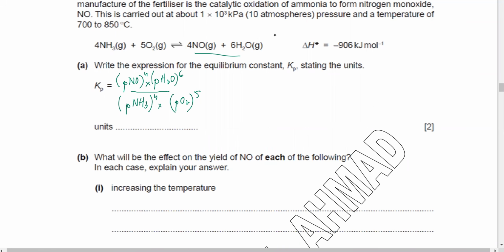And you have to come up with the unit as well. On the numerator the powers total 10, the denominator 9. He's using kilopascal, so I'm going to use kilopascal as well. Kilopascal power 1. I mean, it's x to the power 4 into x to the power 6 divided by x to the power 4 into x to the power 5. So you'll be left with x to the power 1. And that's kilopascal to the power 1.